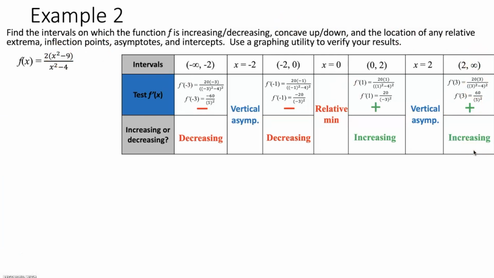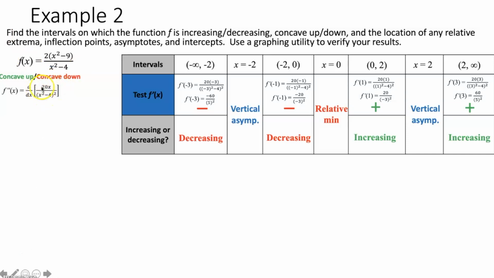Now let's check out concavity. So to figure out whether the graph is concave up or concave down, we need to determine the possible points of inflection. To figure out the possible points of inflection, we need to determine where the second derivative either equals 0 or does not exist. So to do that, we need to figure out what is the second derivative. So we take the derivative of our first derivative. To do that, again, we have a function over a function.